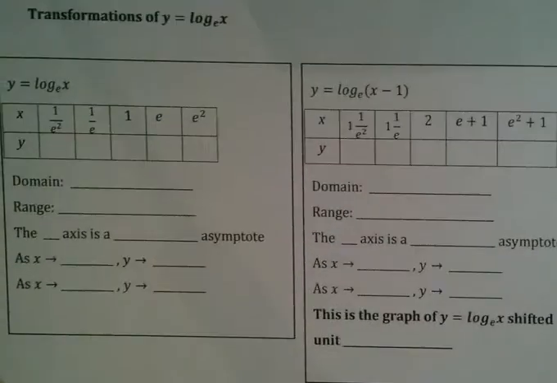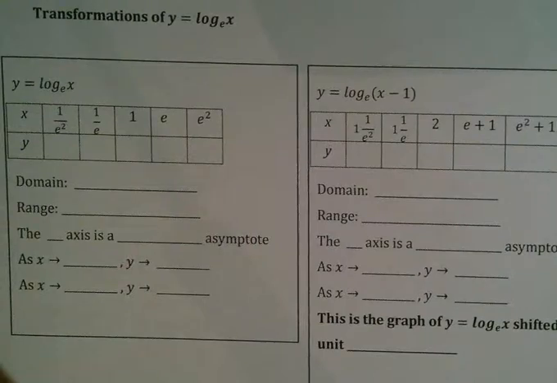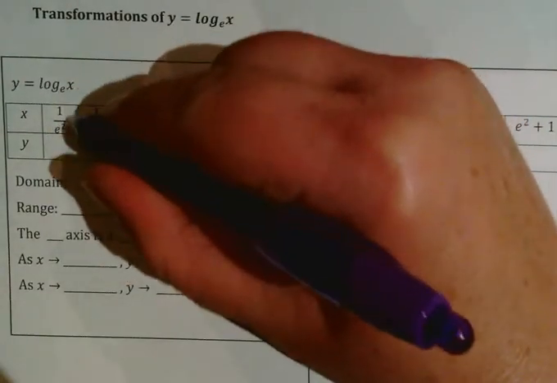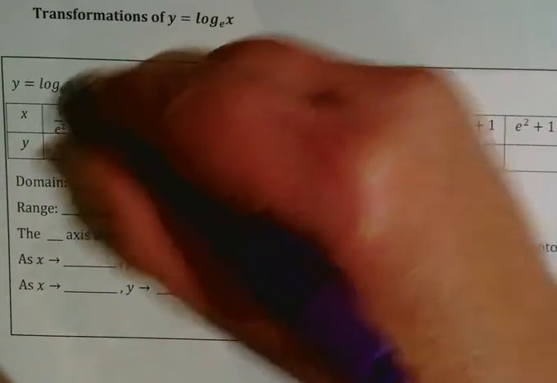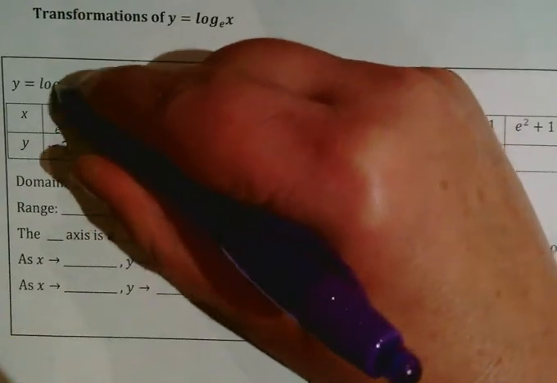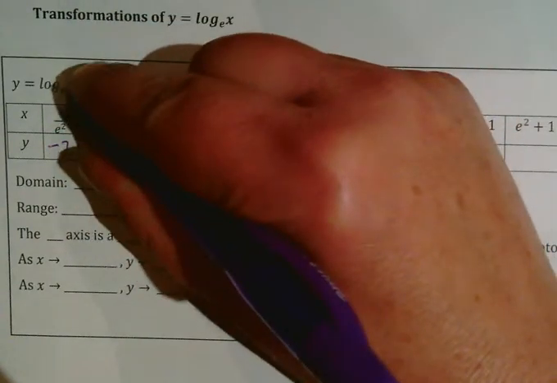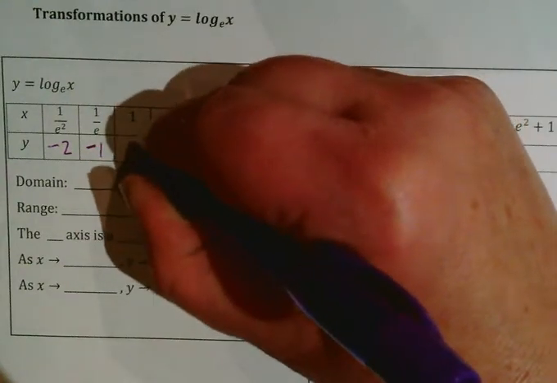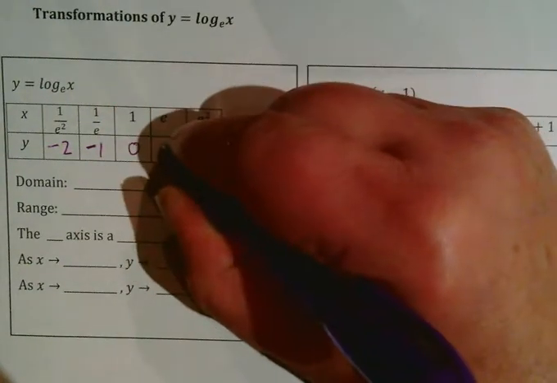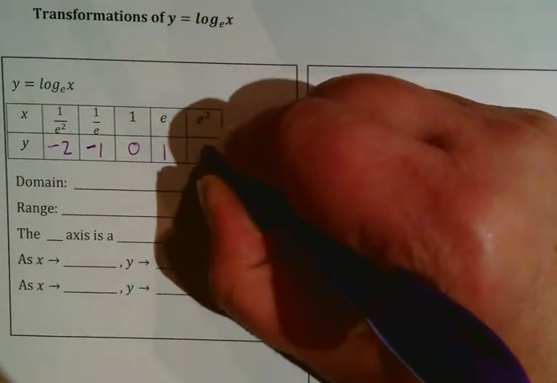Transformations of the graph y equals log to the base e of x. You did these for log to the base 2 of x earlier, like last week or the week before. So now I'm just filling in your table of values. This would be 1 on e squared, or e to the negative 2, which is negative 2, log to the base e of e. This would be e to the negative 1. Negative 1 comes to the front, so that's negative 1. Log to the base e of 1 is 0. Log to the base e of e is 1. And log to the base e of e squared is 2.